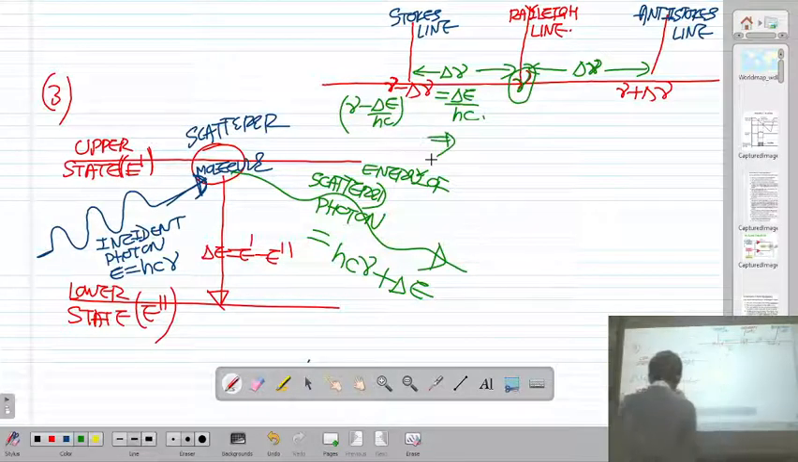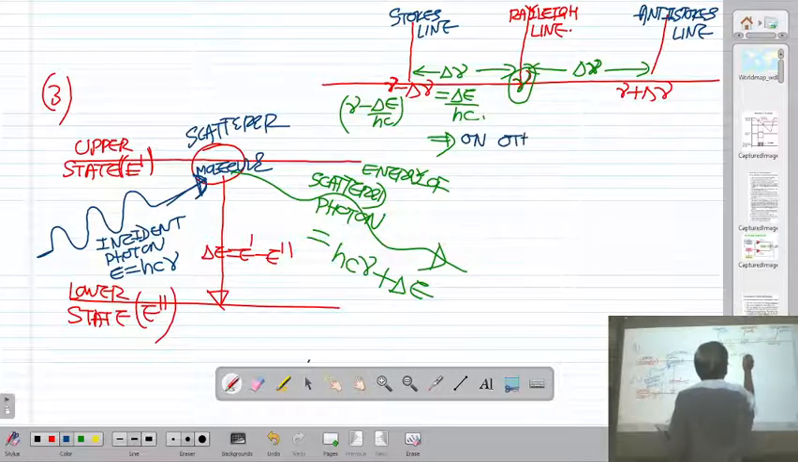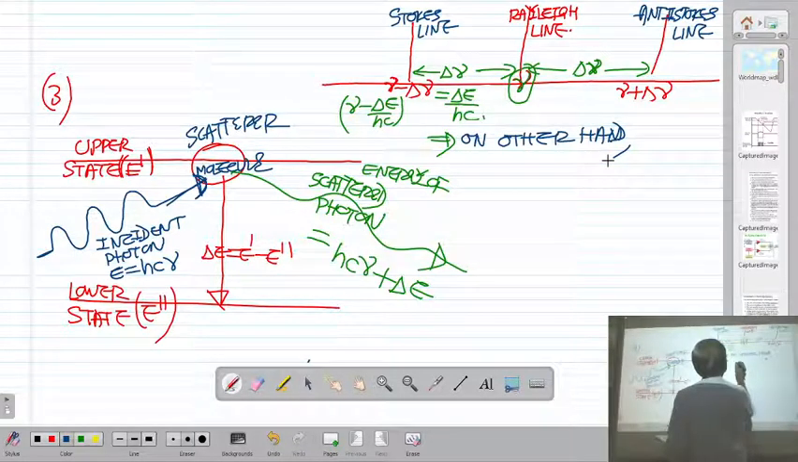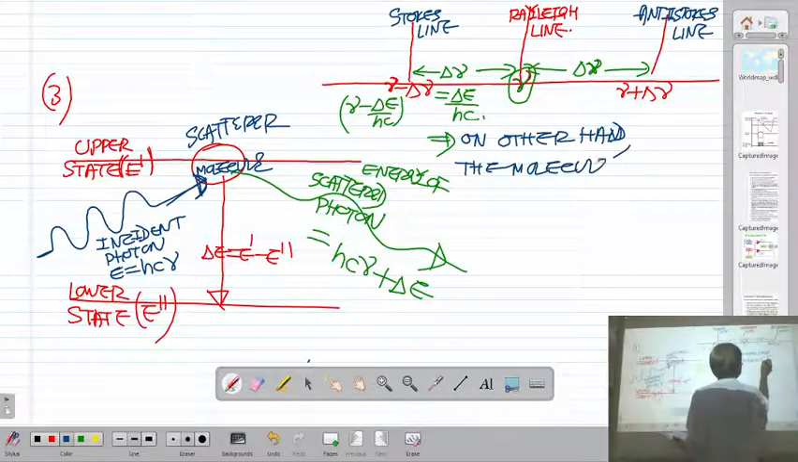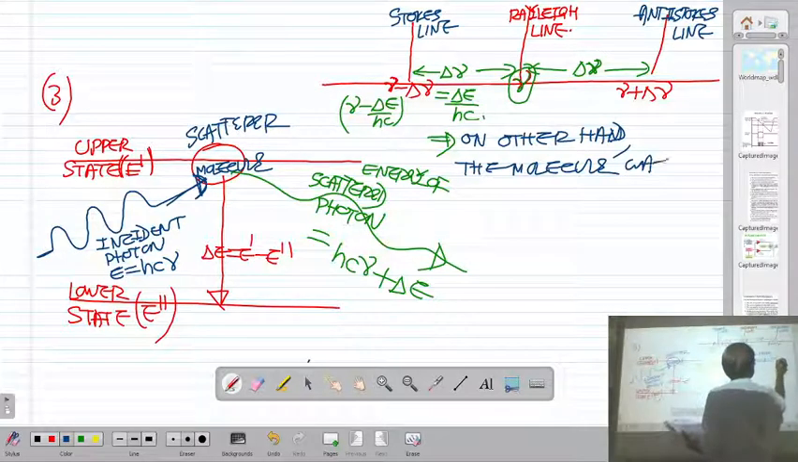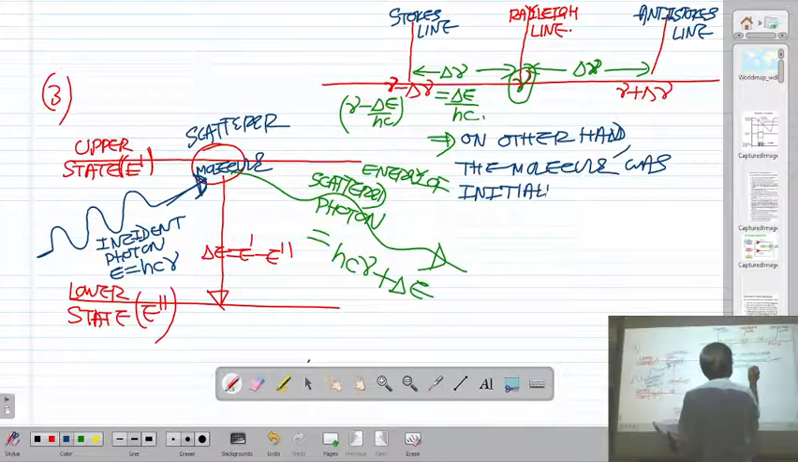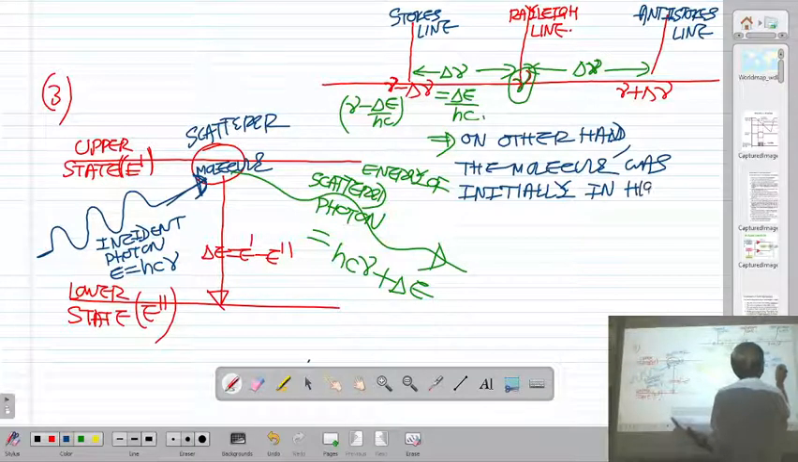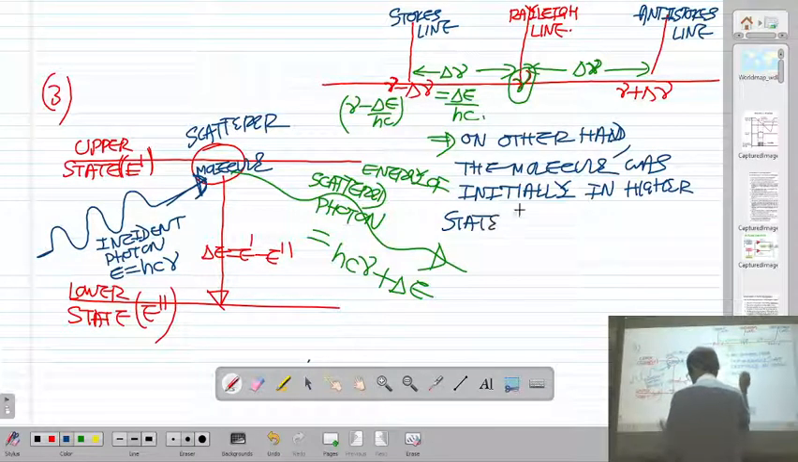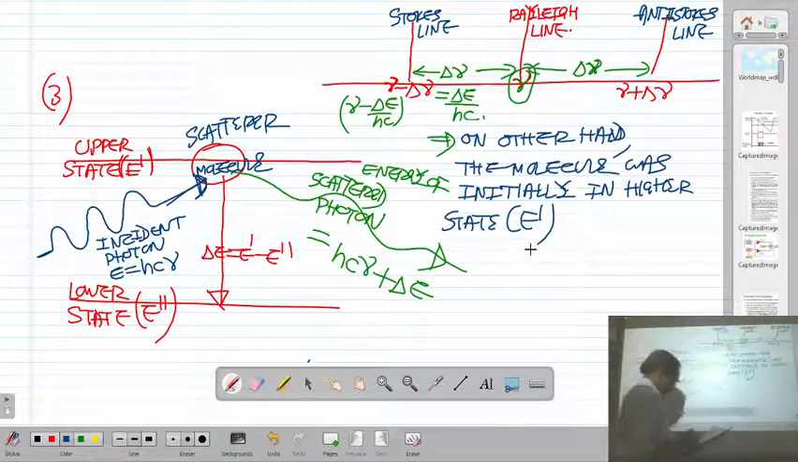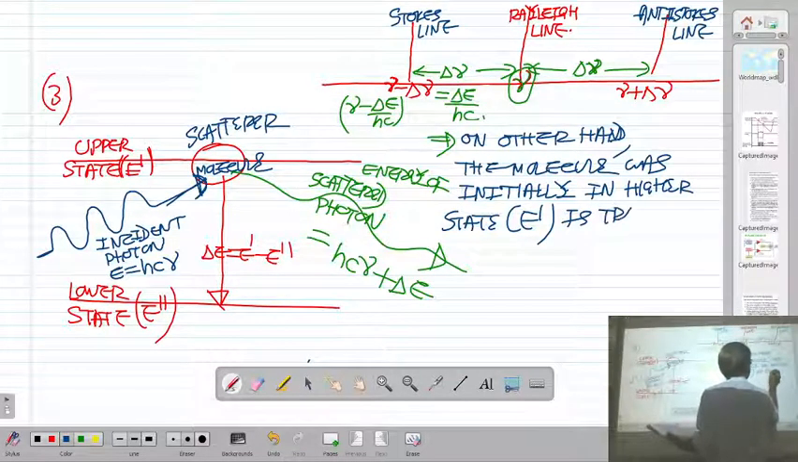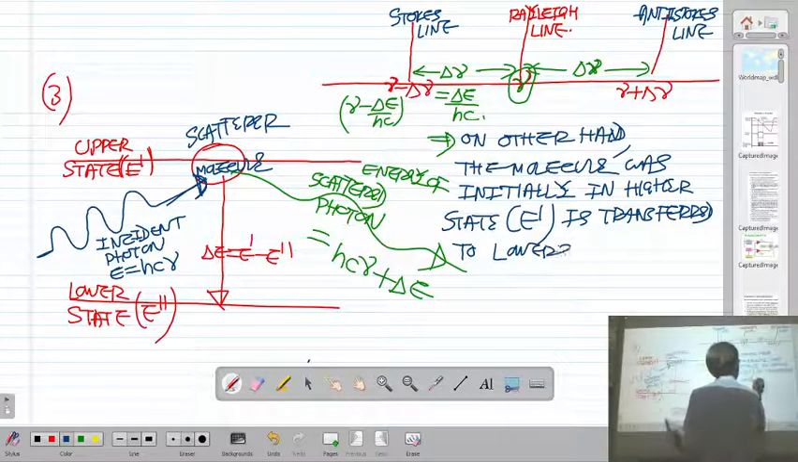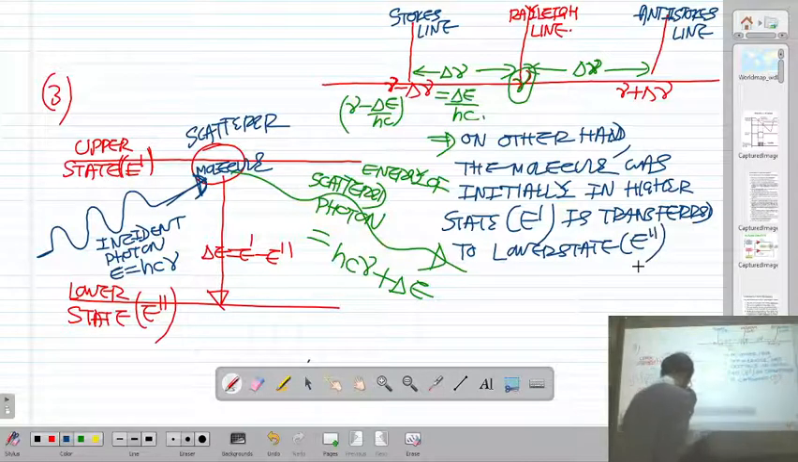On the other hand, the molecule initially in the higher state E dash is transferred to the lower state E double dash by collision.